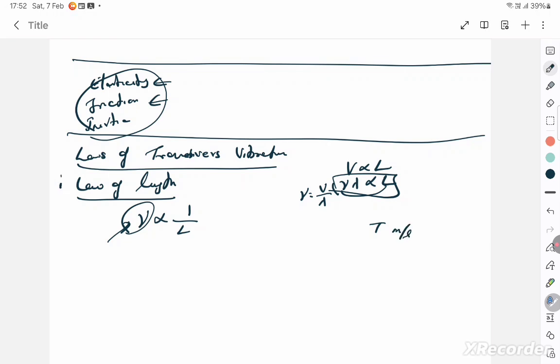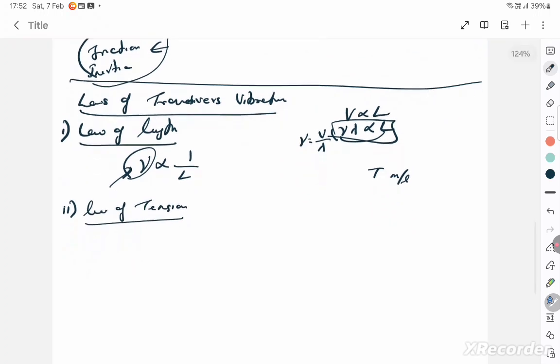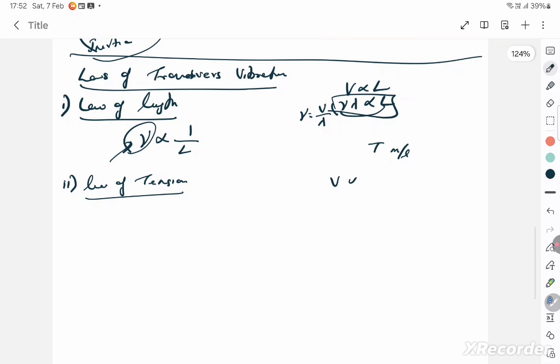Okay, so that's first. The second is the law of tension. Velocity is directly proportional to root of tension. We know that. So we can say frequency is also directly proportional to root of tension, provided the length and the mass per unit length remain the same. Fundamental frequency is directly proportional to root of tension.